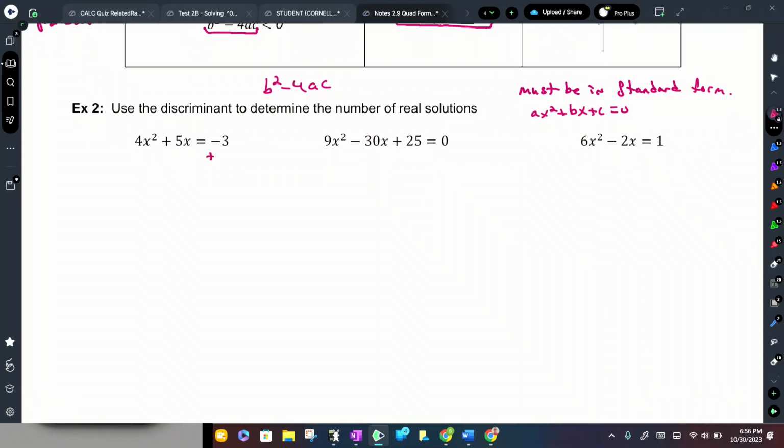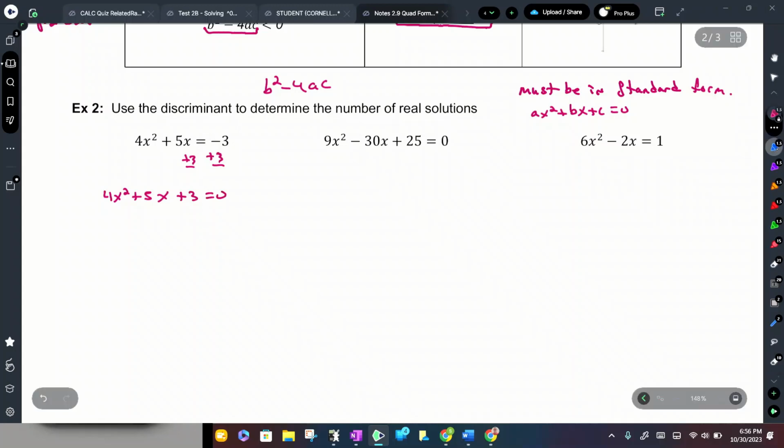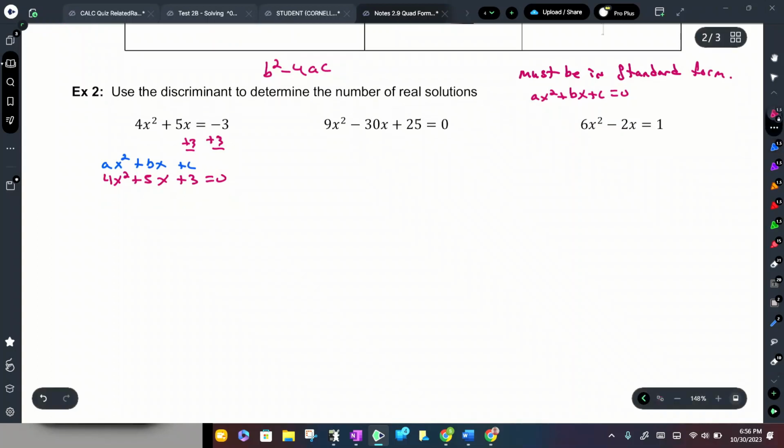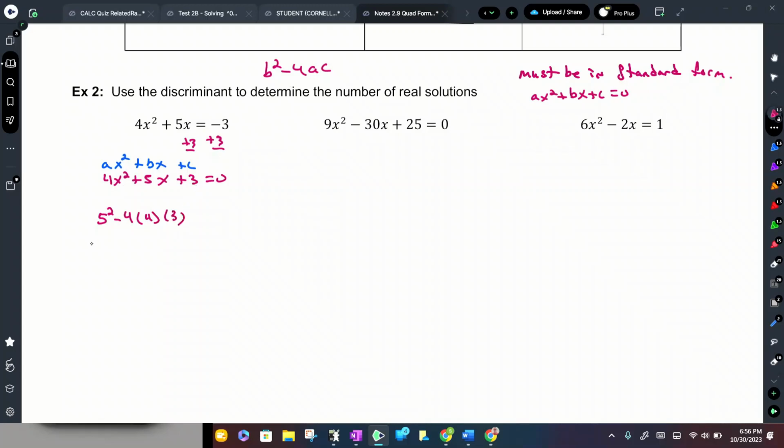So I'm going to add 3 to both sides. We want it in standard form, and we get 4x squared plus 5x plus 3 is equal to 0. And we just want to plug our values into our discriminant. So let's see, ax squared, we'll just write standard form above this, plus bx plus c. And so here's what we get. So b squared, b is 5, so it's 5 squared minus 4 times a, which is 4, and times c, which is 3.